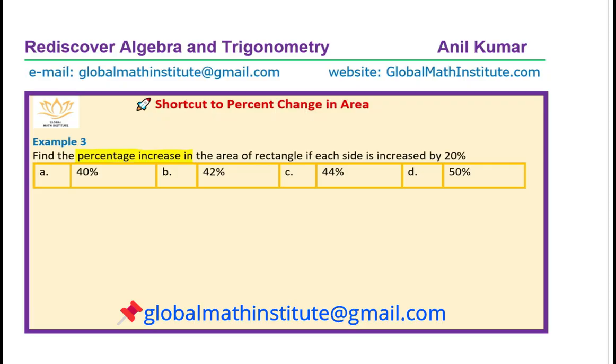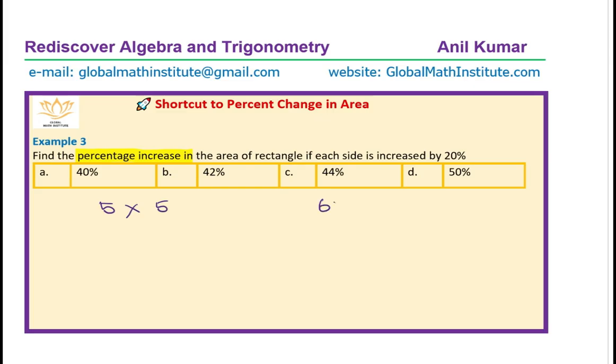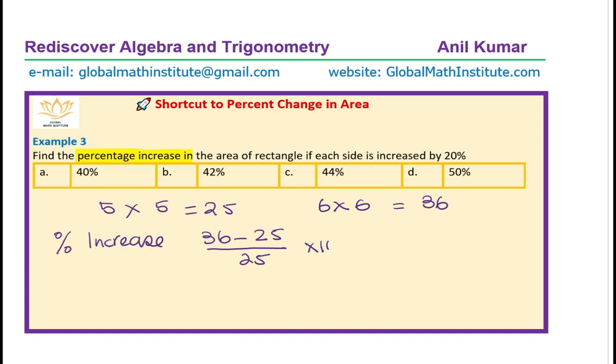Since it is 20%, what is a friendly number to work with? 20% means 1 out of 5, so 5 is the friendly number. In the first case, it is 5 times 5. Increased by 20% means 6 times 6. Makes sense. So this area is 25, the other area is 36. Since we want the percentage increase in this case, we'll do 36 minus 25 over the original value of 25, times 100. 36 minus 25 is 11, and then that goes 4 times. So we get 44%, correct? Option C, which is 44%, is the right answer.